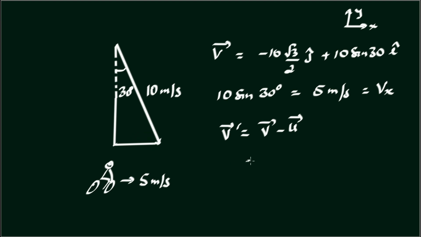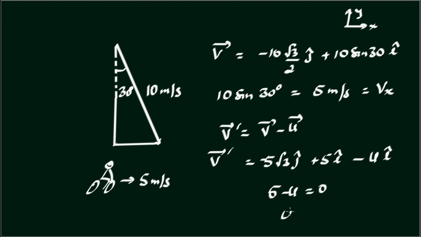So let's write this down. This is equal to minus 5 root 3 j cap plus 5 i cap minus U i cap, because the cyclist moves only in the horizontal direction and has no vertical component. So that is the velocity of the rain as seen by the cyclist, and we want this to have 0 x component, which means we need 5 minus U equal to 0. So therefore U is equal to 5 meters per second.